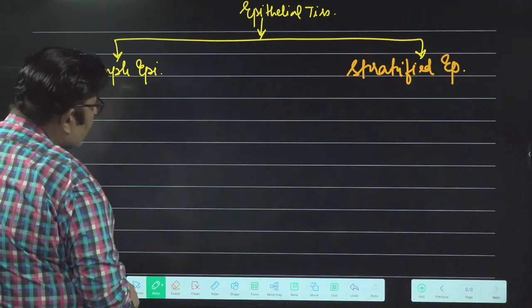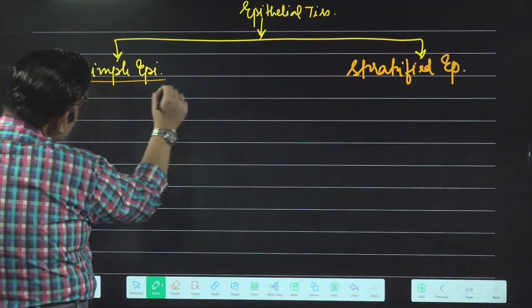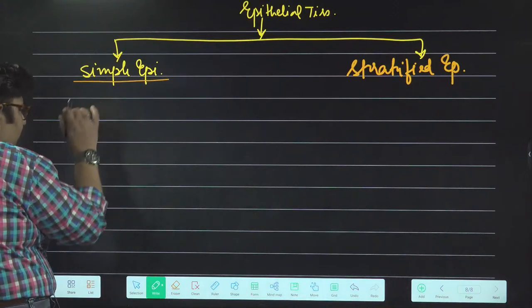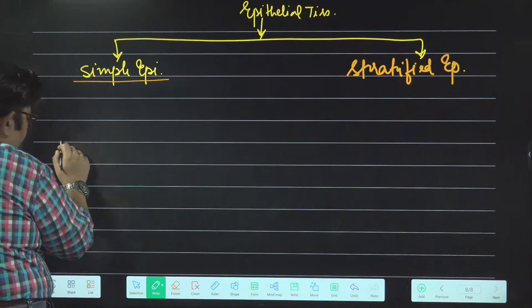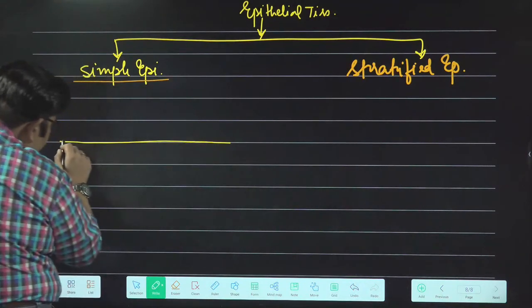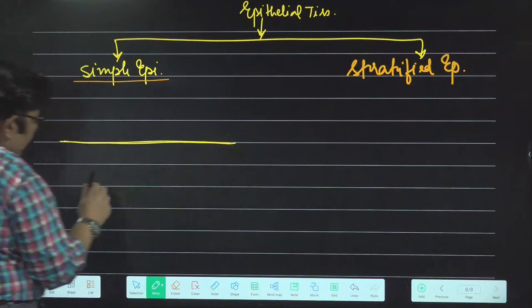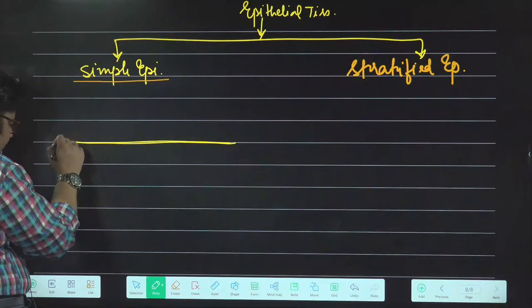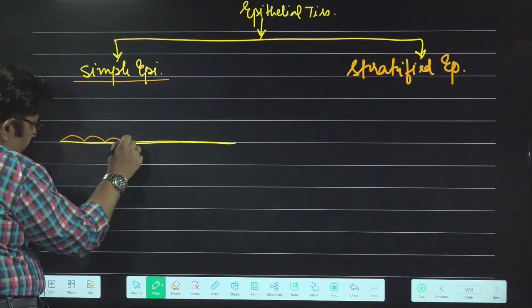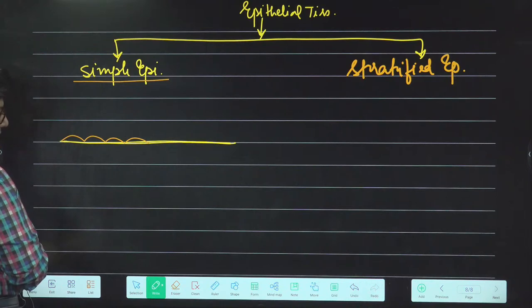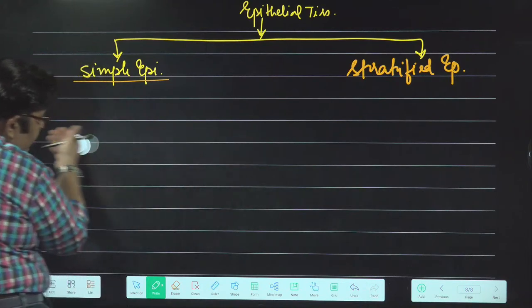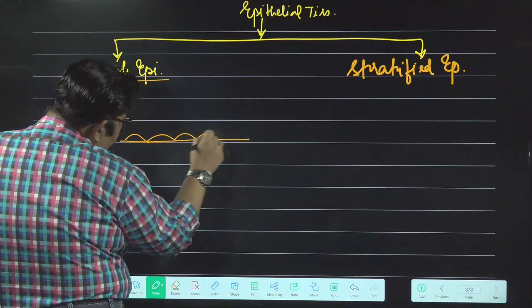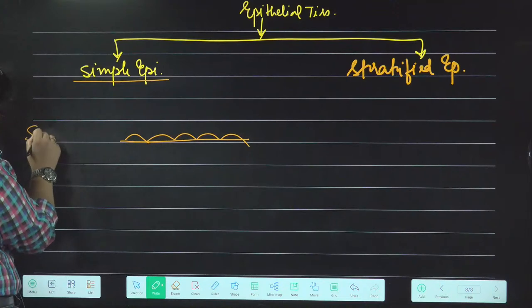Done. Now, on the basis of the shape of the cells, further we can classify. So simple epithelium can be, this is a basement membrane, flat squamous cells. This is called simple squamous.